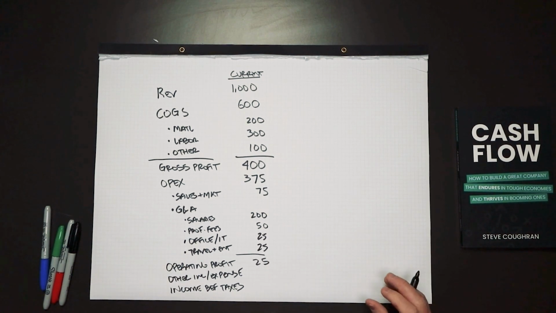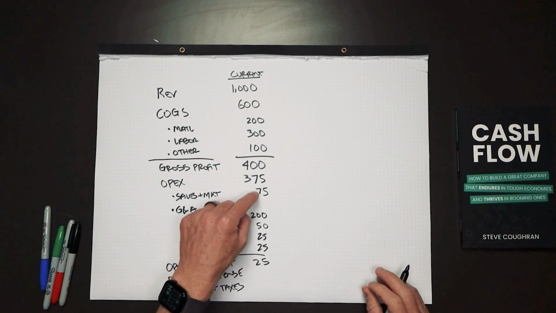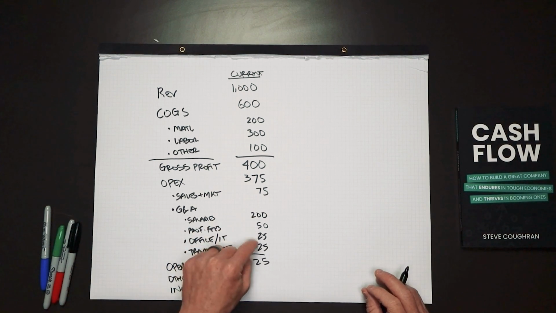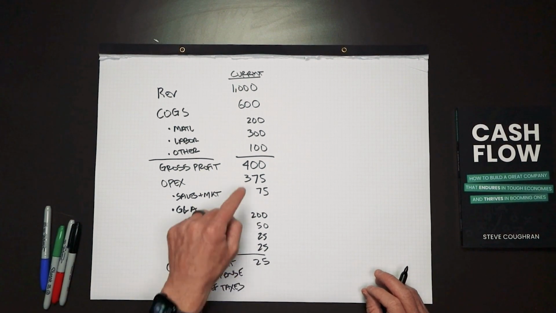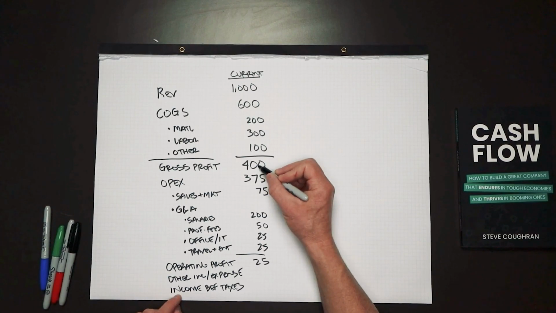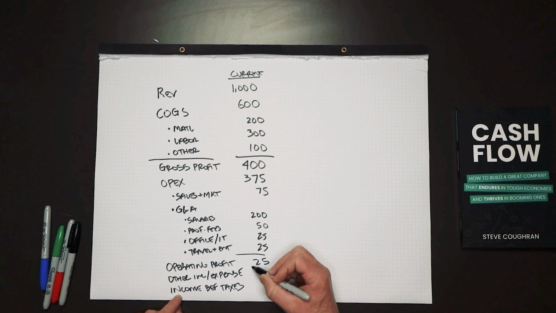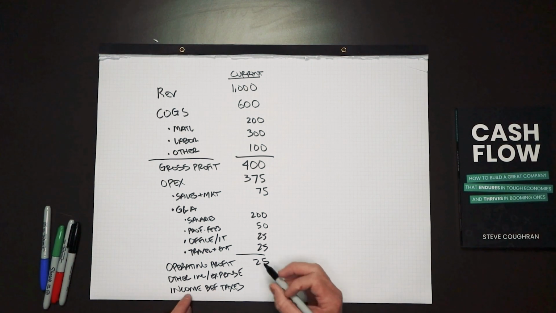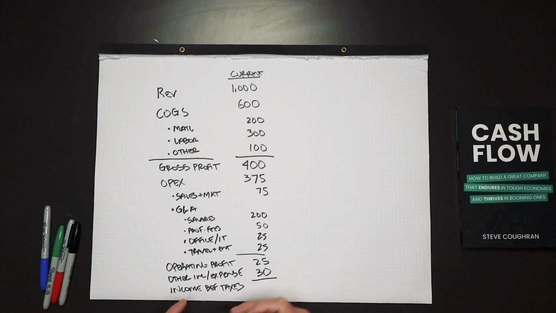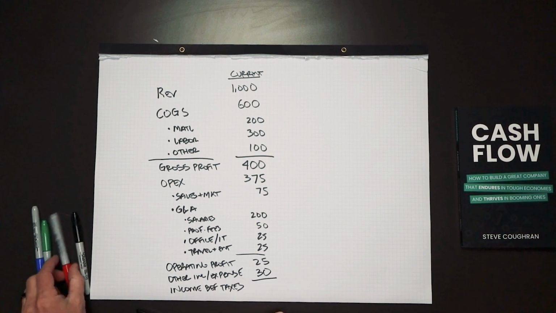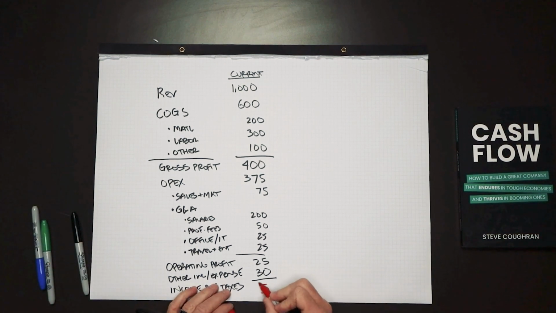All right, just making this up. And so if we take 75 plus 200 plus 50 plus 25 plus 25, that equals 375. How embarrassing would that be if that was not the case? But if we take 400 minus this 375, we arrive at 25 bucks. And then we may have some other income and expense of, let's just say 30. And that means we are losing $5. We're in the red. All right, from an income before taxes perspective.